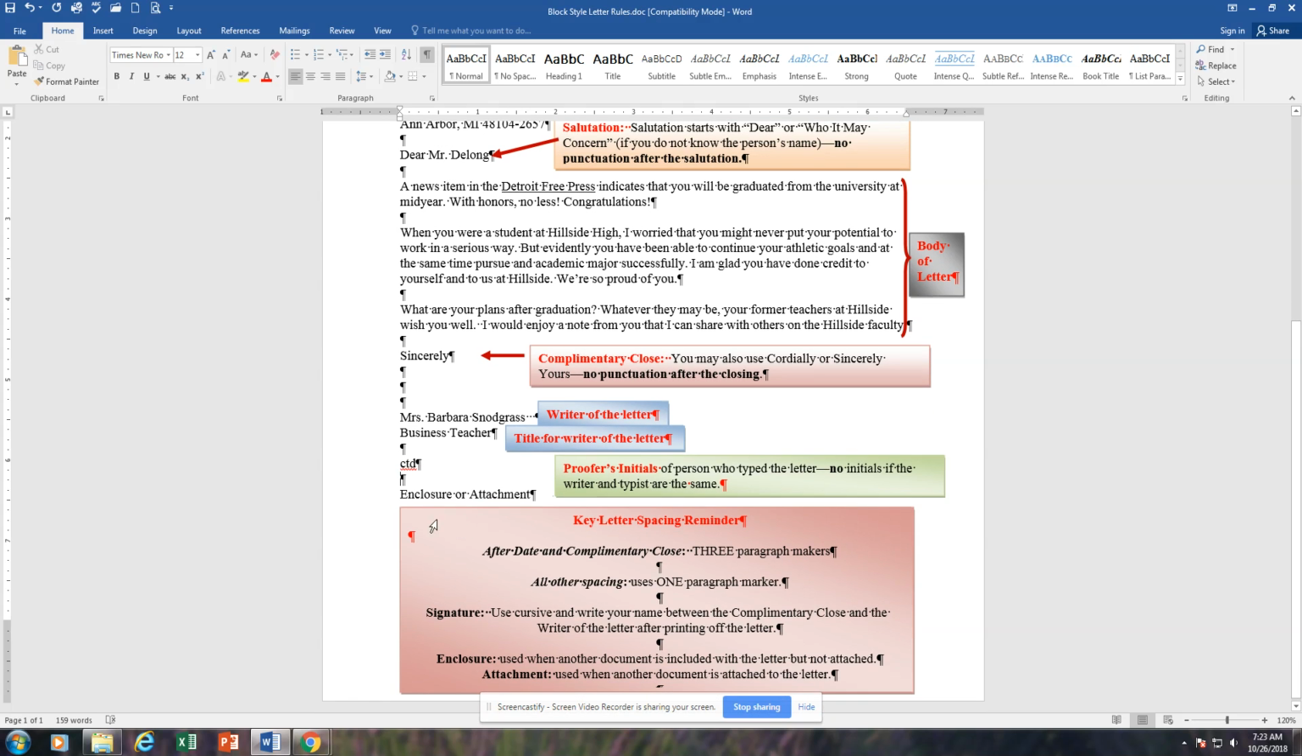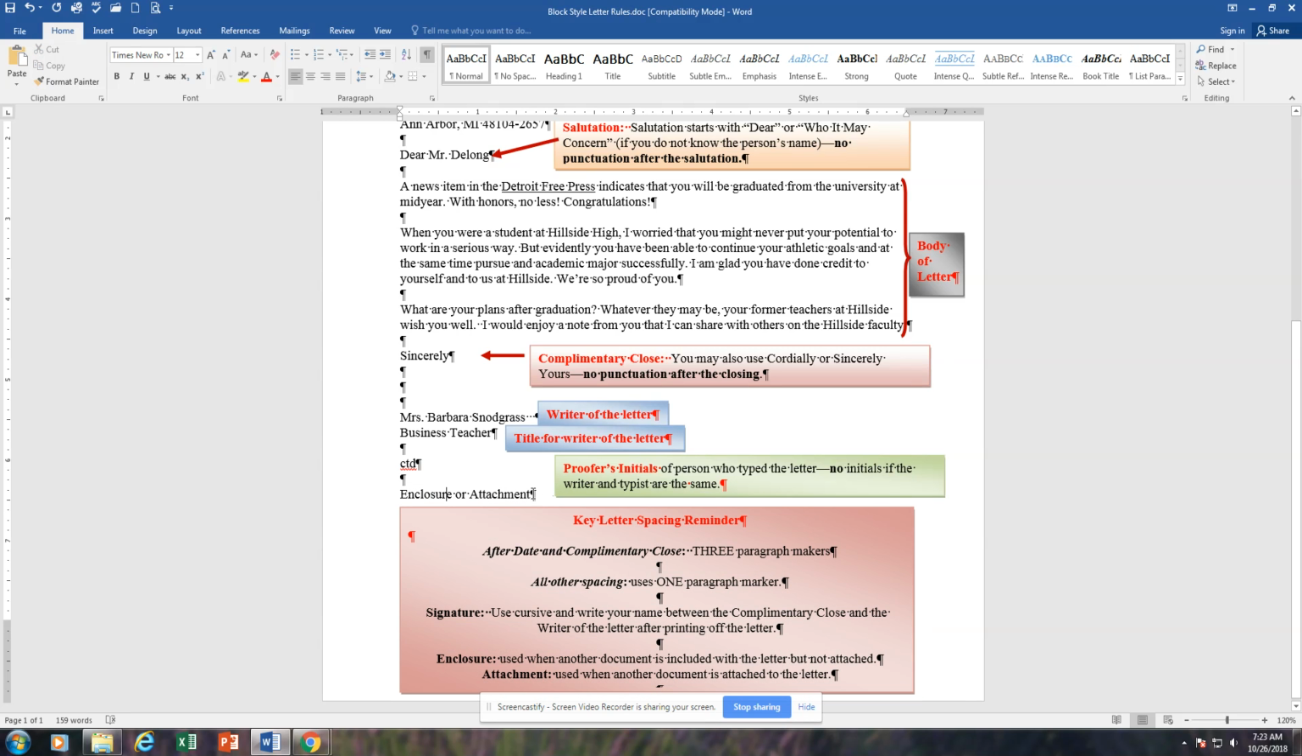So, and then lastly, we have enclosure or attachment. Enclosure is included when you are enclosing a document with your letter, but it's not attached. Attachment is used when you're actually attaching a document to the letter. For example, you staple it together. Then it's an attachment. If it's just enclosed, it's enclosure.